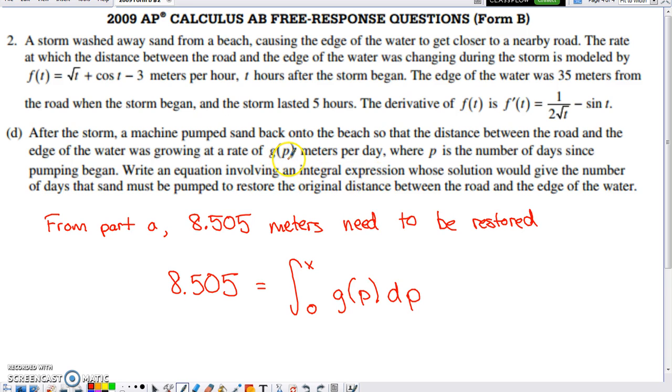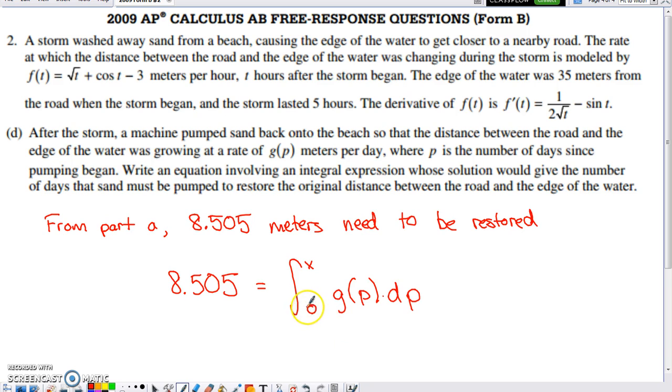And so g of p represents the rate of change of the distance between the road and the edge of the water, right? That's measured in meters per day. So if I do the integral of g of p with respect to t, this is measured in meters per day. This is measured in days. So taking a product of those is going to give a result that's measured in meters. And so I don't know how many days are going to go by in order to have the original distance between the road and the edge of the water come about again.